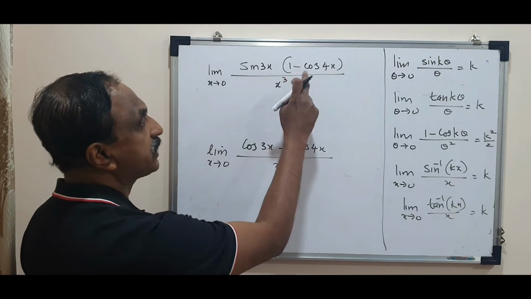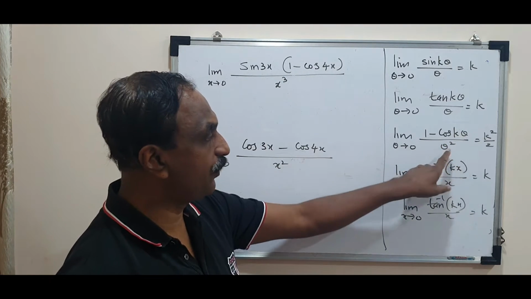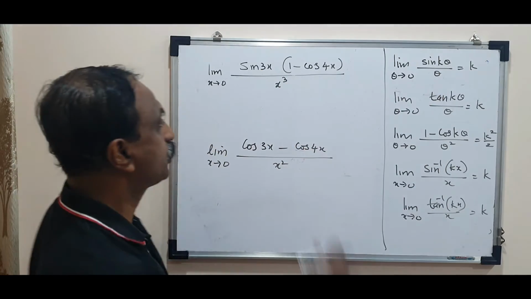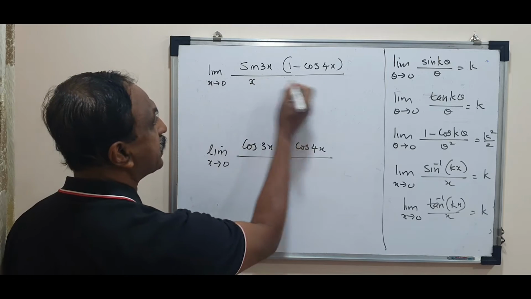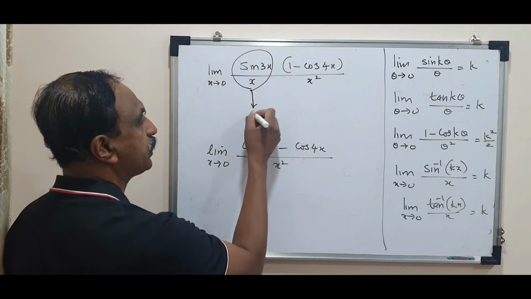We have sine 3x and 1 minus cos 4x. 1 minus cos theta, when you have denominator, should be theta square, whereas sine requires only one power. So first step is you will split this as x and x square. Now you can write the answer for this. Answer for this is 3.